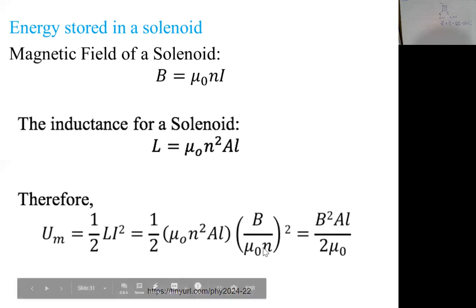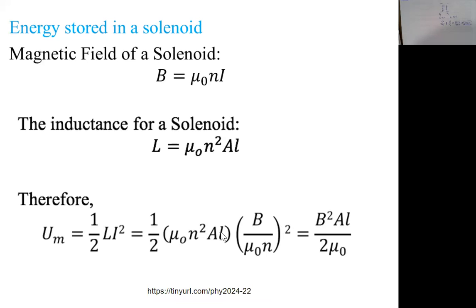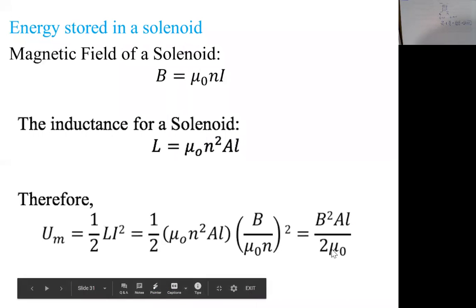The result would be, N squared here and N squared there will cancel out. There's 1 mu naught here, and there will be 2 mu naught in the denominator, so you have 1 mu naught remaining as the denominator. You still have the 2 there, you have B being squared, and then A L goes there. So the energy stored in the solenoid, which is the energy stored in the magnetic field, is equal to magnetic field squared times the cross-sectional area times L, divided by 2 times mu naught.